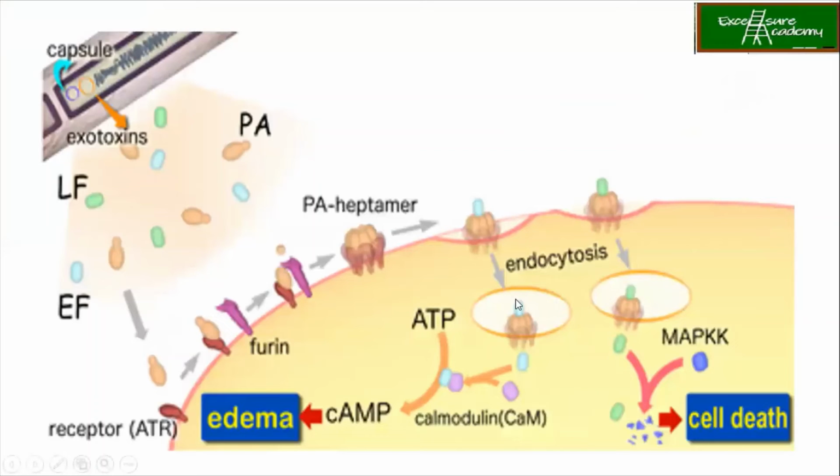Okay, now this is the mechanism. So your Bacillus anthracis, it forms a capsule whenever there are unfavorable conditions. So they release these exotoxins. So exotoxins consist of your protective antigen, lethal factor, and edema factor. Okay, so all these factors, they go and bind to the receptor of your host cell. Okay, and they have mentioned it is the furin. Okay, so they come and bind together.